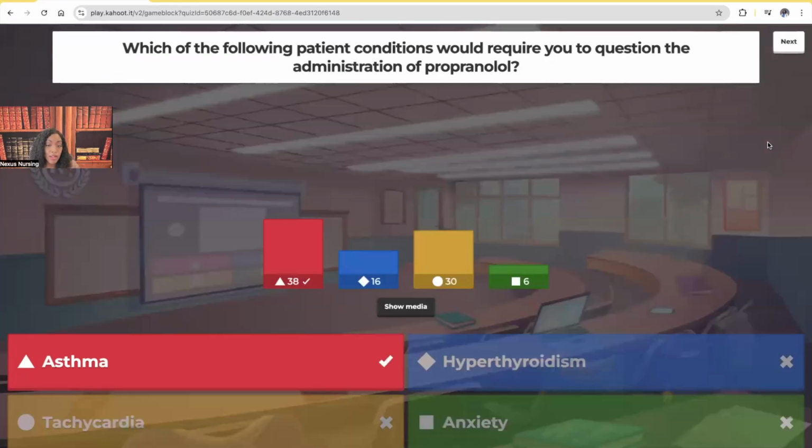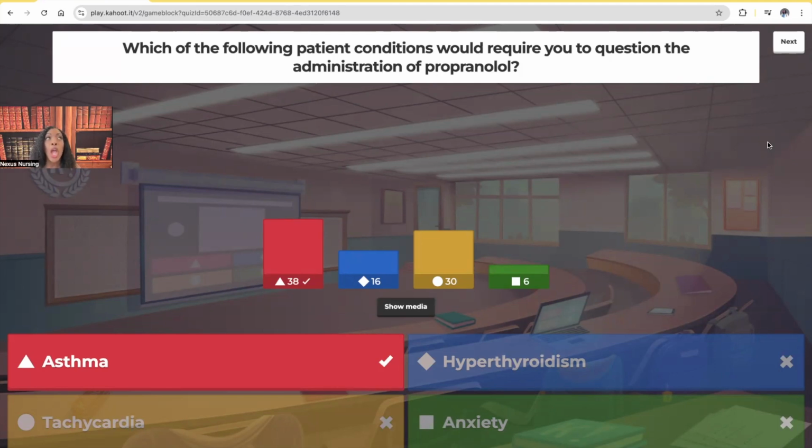Very good. Although it was kind of close, 38 of you guys chose the correct answer, asthma, but 30 of you guys chose tachycardia. Let's talk about this. Propranolol, guys, is a non-selective beta blocker that can cause bronchoconstriction. So this is an antihypertensive agent. However, it can cause bronchoconstriction.